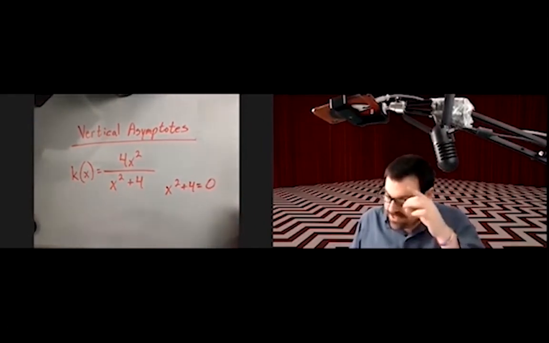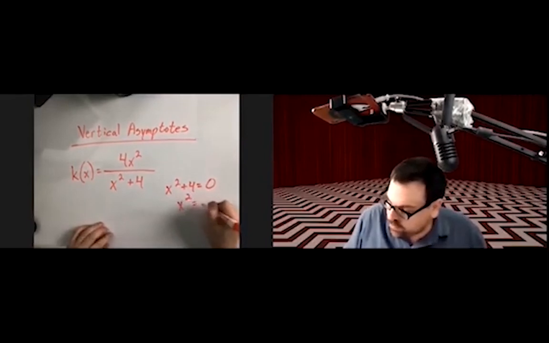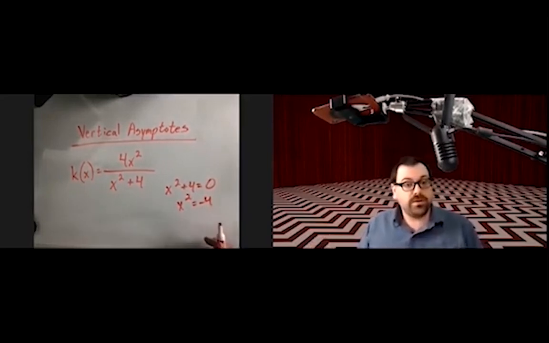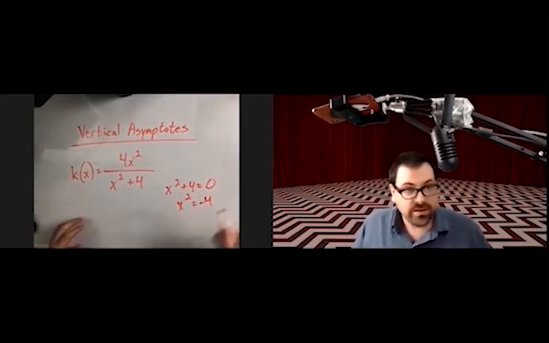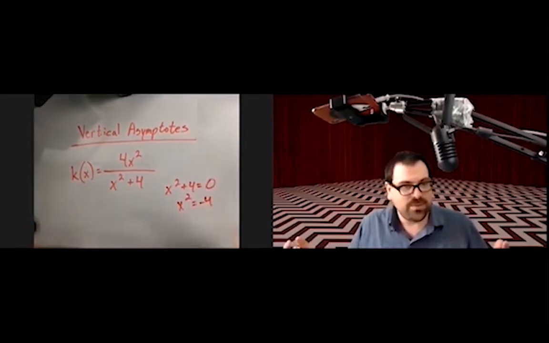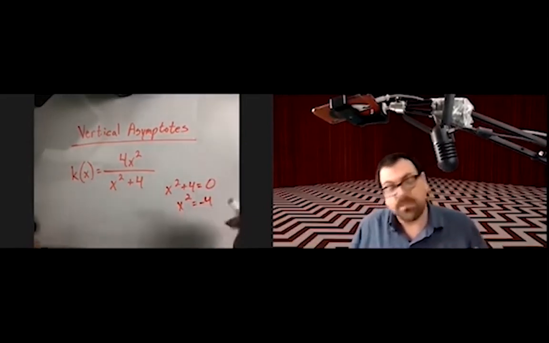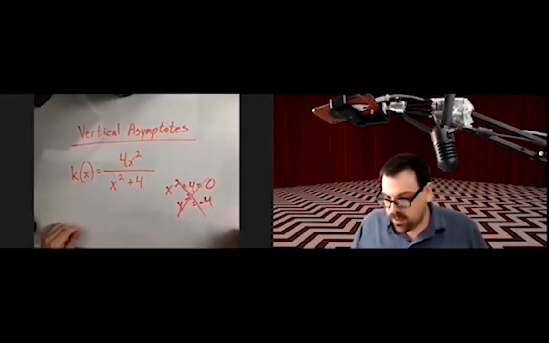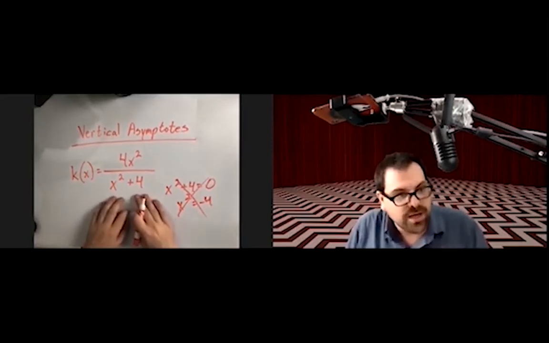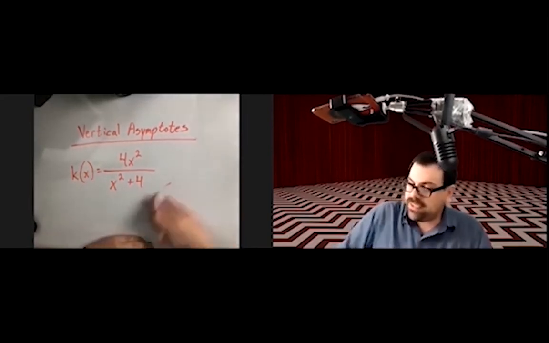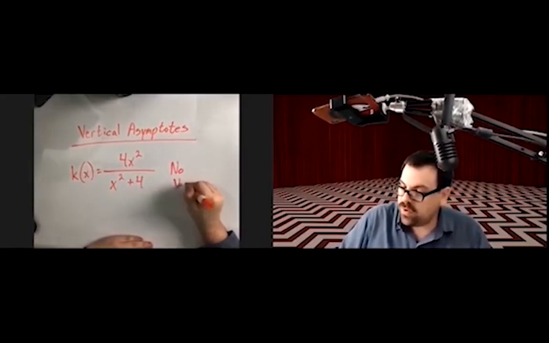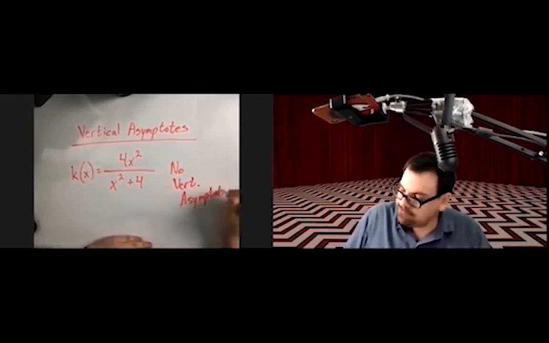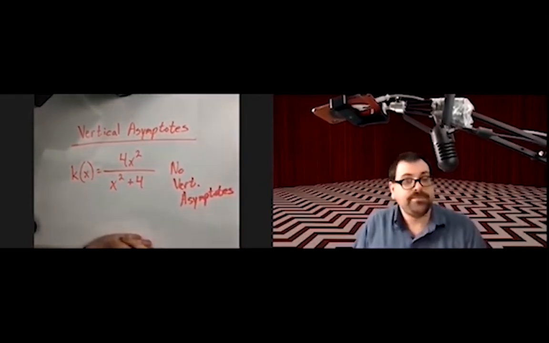What are the values of x that make this true? Well, x squared equals -4. We can't take the square root of a negative number in the real numbers. And when we're graphing, asymptotes have to be real numbers for us to be able to find them and put them on the graph. So this has no solution, which means there are no values that cause the bottom to be 0, which means this one has no vertical asymptotes. None.